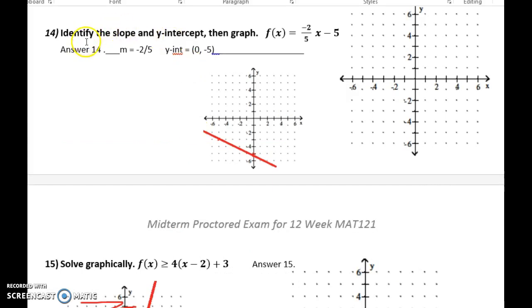For number 14, identify the slope and the y-intercept. The slope is the number in front of x, so -2/5. And the y-intercept is the number at the end, so as a point, it's (0, -5). And then so graphing it, the intercept is (0, -5). And the slope, you're going down 2 over 5. And it would look like that.